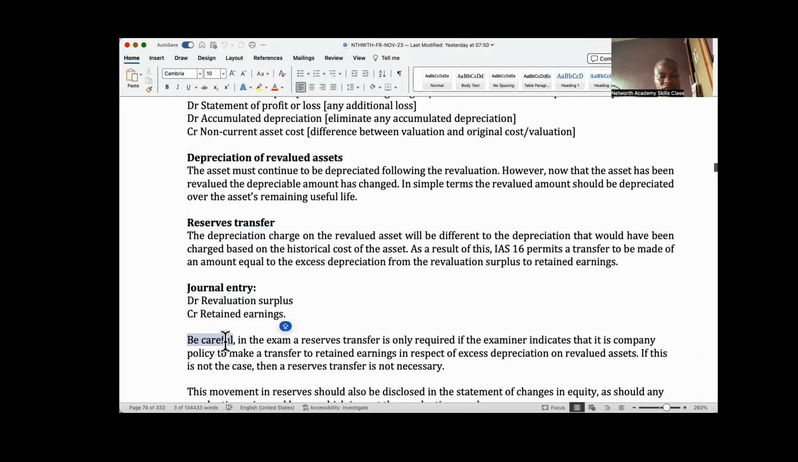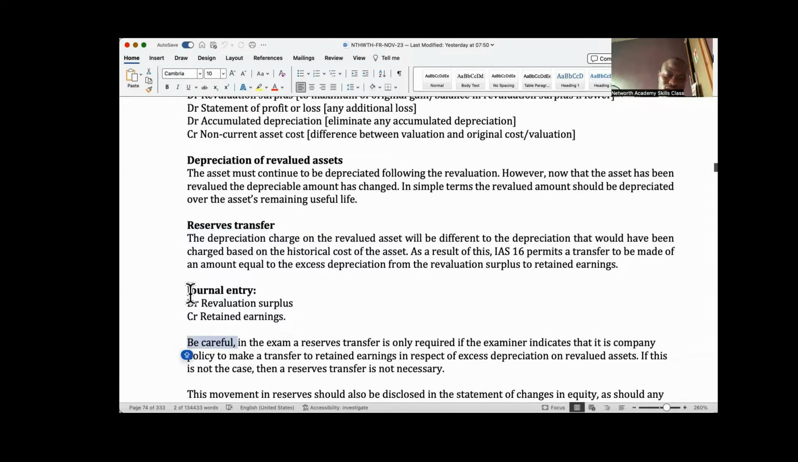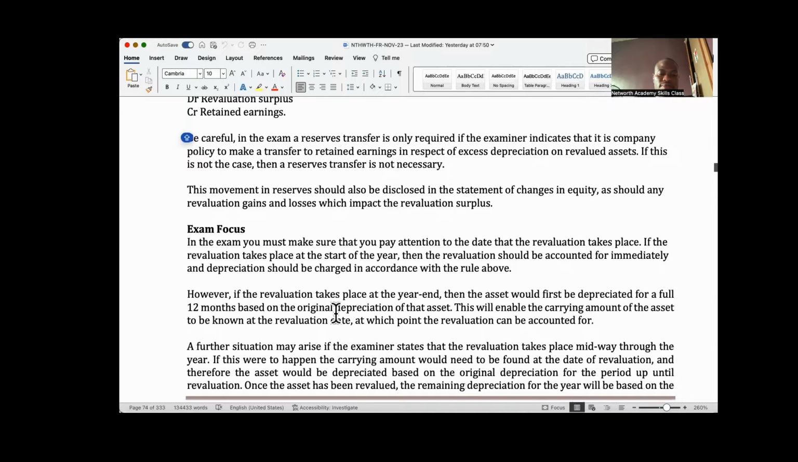But you have to be very careful. Don't ever do this transfer of excess depreciation unless the examiner indicates that it is the company's policy to transfer any excess depreciation to retained earnings. So the question must mention it because it is optional. If they want you to do it, the question will actually tell you. But if they don't tell you, please don't even go there at all. And in most of your questions, we have not actually seen it there.